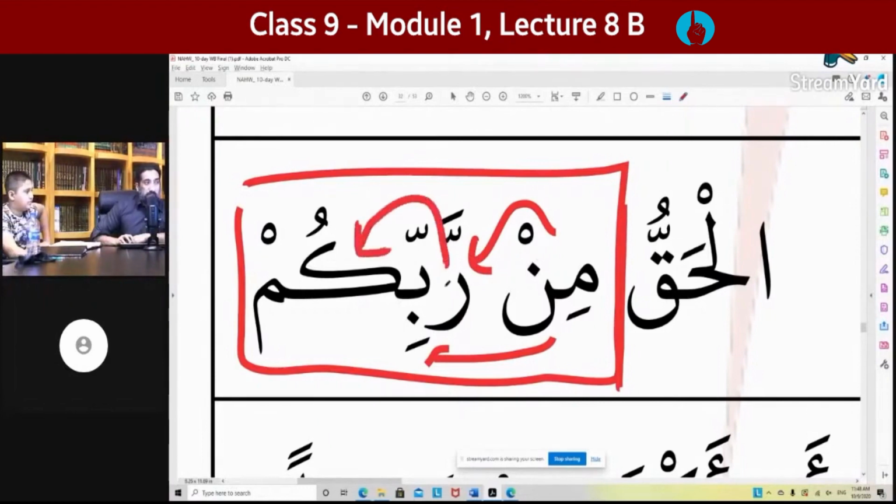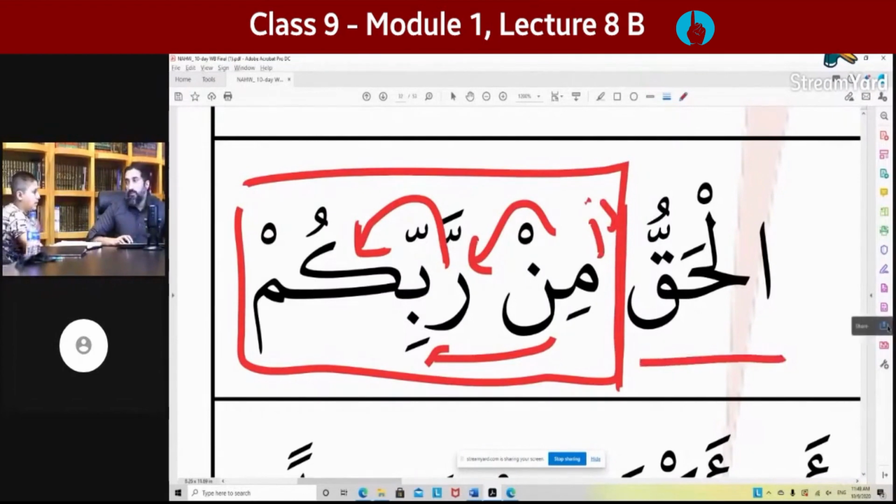This was harf of jar. This is jar majroor. This was mudaf, mudaf ilayh. But al-haqqu has no connection to anything. When there's no connection, what's there? It's a sentence. Al-haq means truth. The truth is from your master. That's how sentences start, fusing together. Okay?